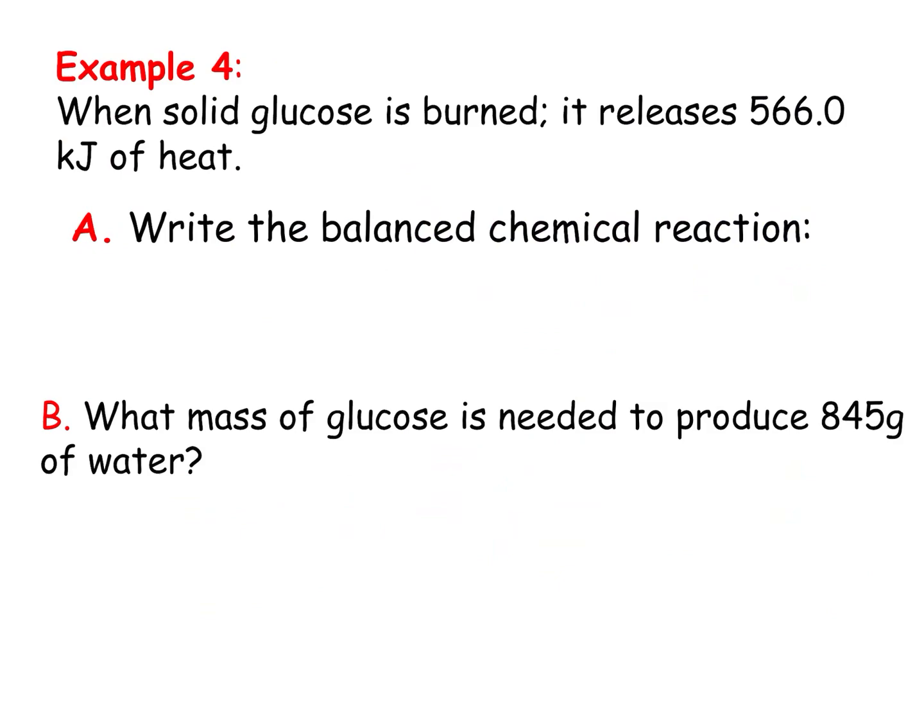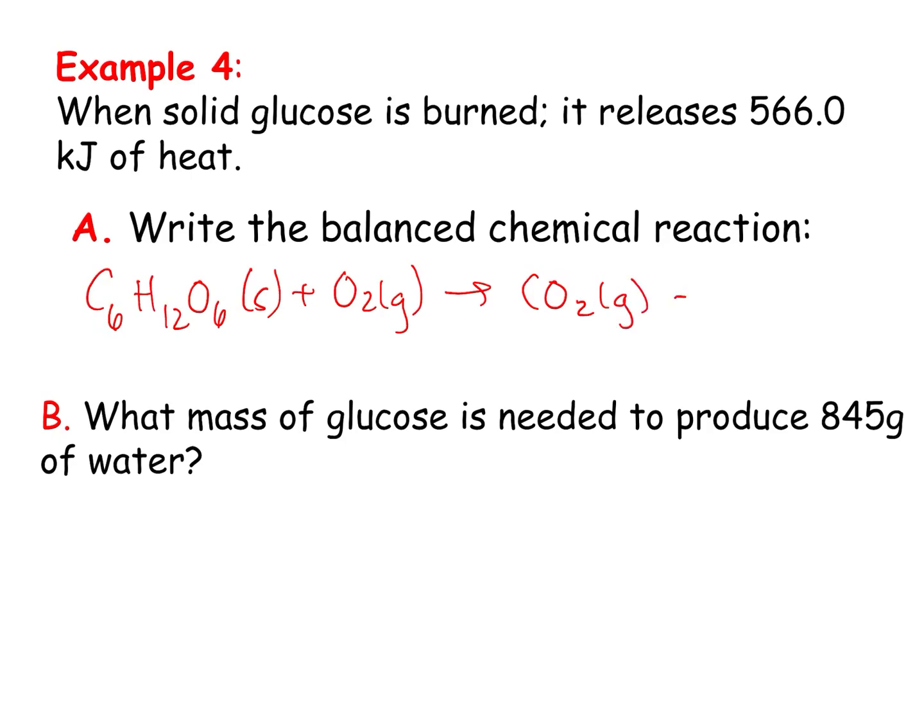But before we do, solid glucose is burned, and it releases all that heat. So remember, glucose, C6H12O6, it's solid. Burning it with oxygen is a combustion reaction. Okay, so let's see, not balanced. I need 6 carbons, 12 hydrogens, and 8 oxygens.